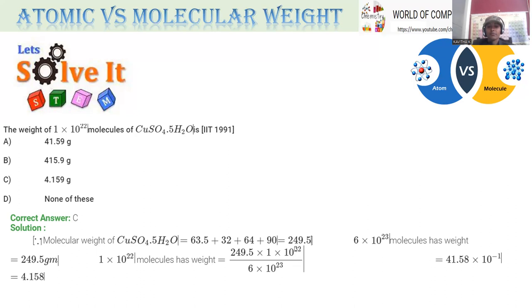For that purpose, the simple way of calculating is to cancel these 10s. Only one 10 will be left over. That 10 will be taken as 10 inverse, so from denominator to numerator, it will become 10 inverse. When you go with the calculation of this one, after the 6 cancellation, we will get 41.58. That will be converted into grams, that is 4.158. So 4.158 is provided only in option number C.